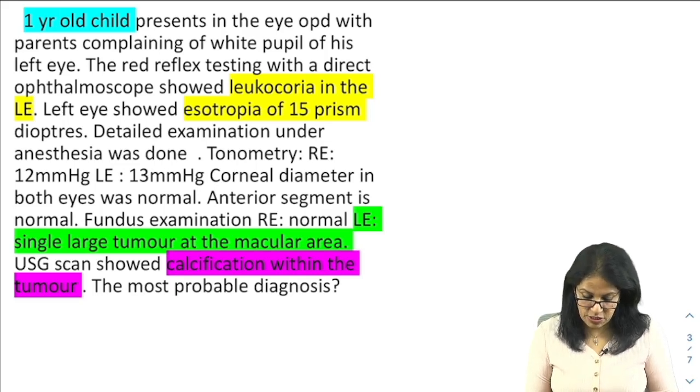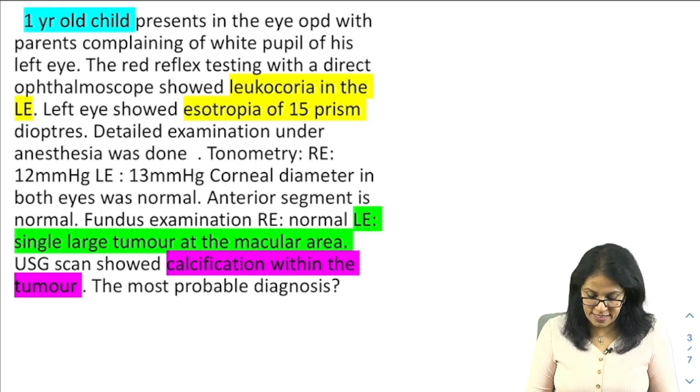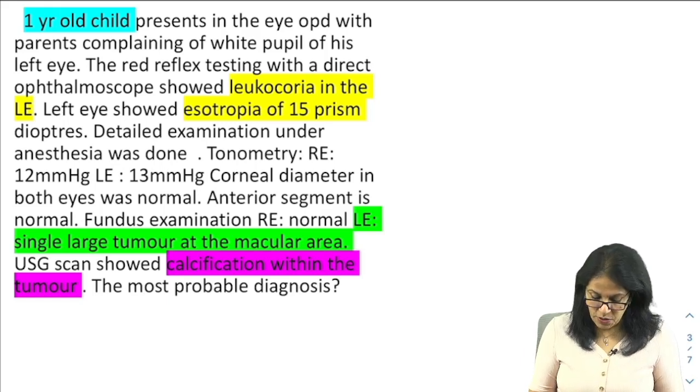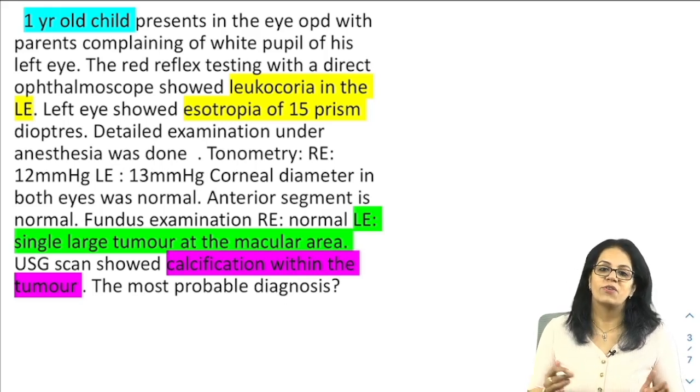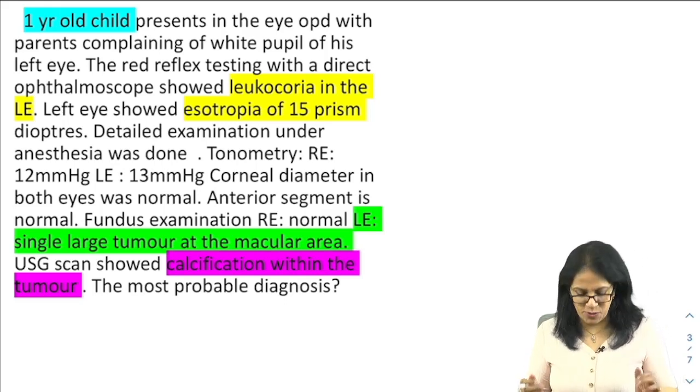Detailed examination under anesthesia was done. Every child should be examined this way. So tonometry was done, which showed normal pressures in both eyes. Then corneal diameter was also normal. Anterior segment normal and fundus examination: right eye is normal, but left eye showing a single large tumor at the macular area. Ultrasound showing calcification within the tumor. Typical of, no, we are talking about retinoblastoma.